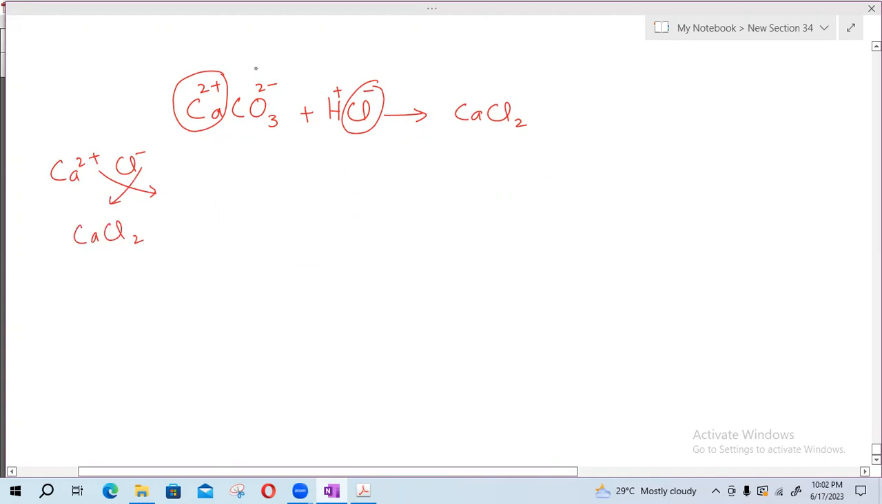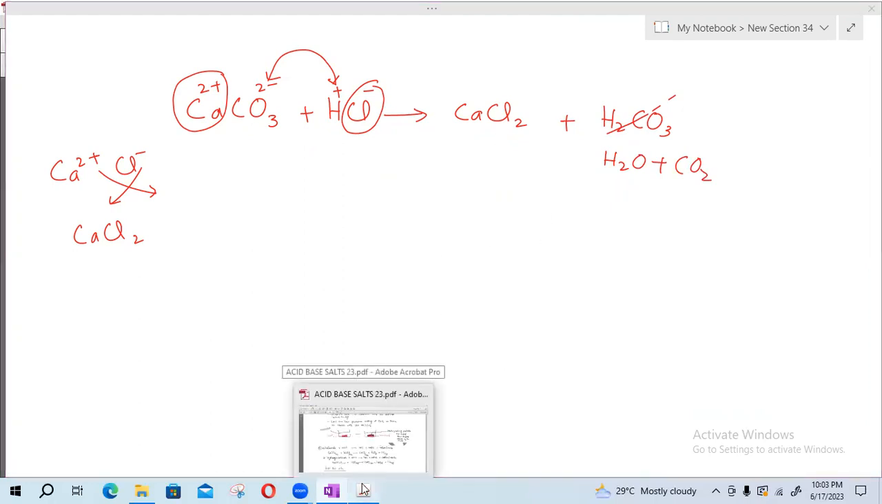Similarly, the positive component of the second substance will combine with the negative component of the other substance, and it will form carbonic acid, H2CO3. Carbonic acid is a less stable compound, so it decomposes to form water and carbon dioxide. So we can finally say that when a carbonate reacts with an acid, it forms a salt, just as calcium chloride in this case, water and carbon dioxide.